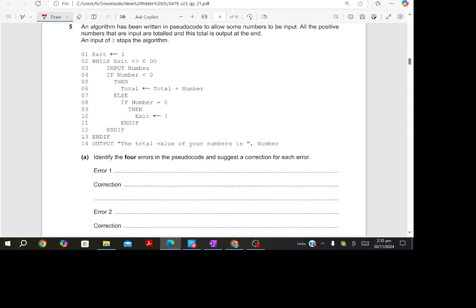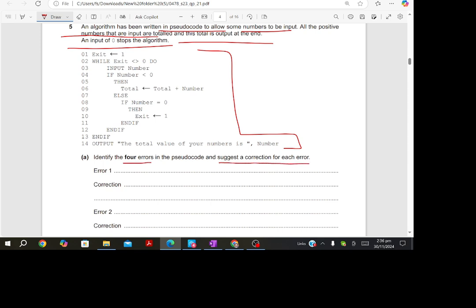Now the next one, this is the question which we have already done in the class as well. An algorithm has been written in pseudocode to allow some numbers to be input. All the positive numbers that are input are totaled, and this total is output at the end, and input of 0 stops the algorithm. This particular piece of code contains 4 errors. You have to identify the 4 errors and suggest a correction for each error.